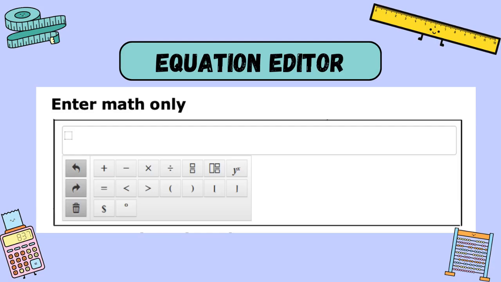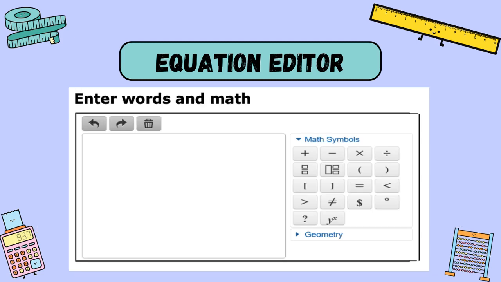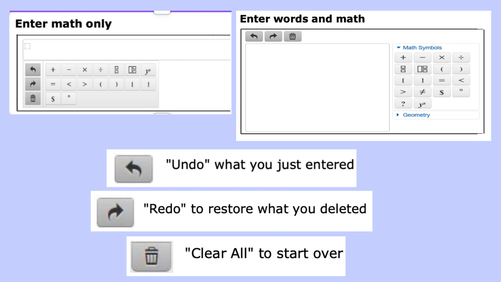The Equation Editor is helpful because some math questions ask you to write your answers in a box, like the one shown in this picture. This box allows you to enter math only. There's another box that allows you to enter words and math. Neither of these boxes are calculators. Entering your answer in them is just like writing math using a pencil and paper, but on the computer instead.